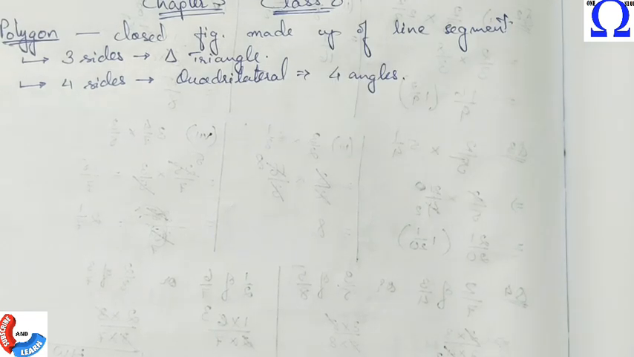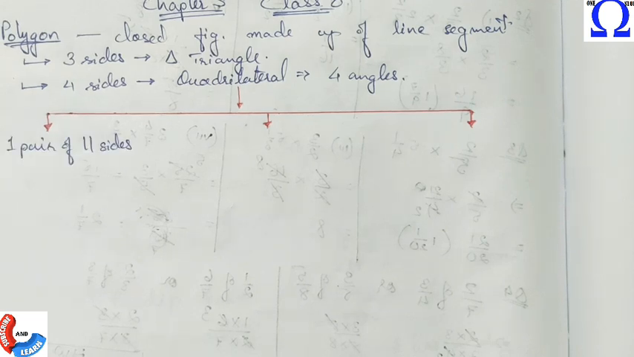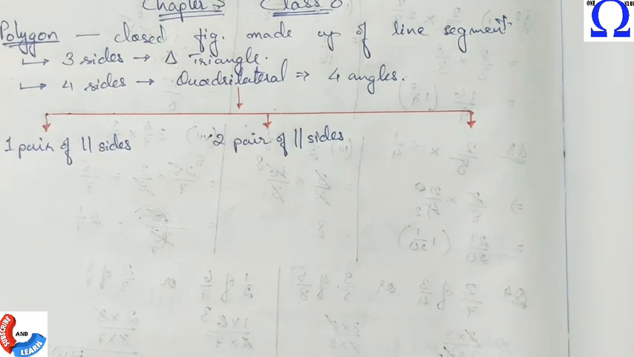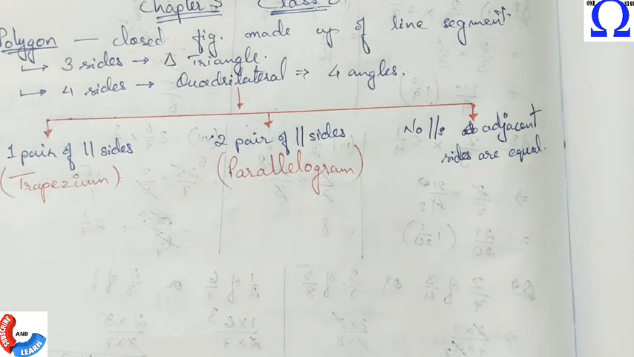So since it has four sides, let us segregate it into three parts. Those are based on sides. We may have one pair of parallel sides, or two pairs of parallel sides, or no parallel sides but adjacent sides are equal. So one pair of parallel sides will be known as a trapezium, two pairs of parallel sides will be known as a parallelogram, and if there are no parallel sides and adjacent sides are equal, then it will be known as a kite.